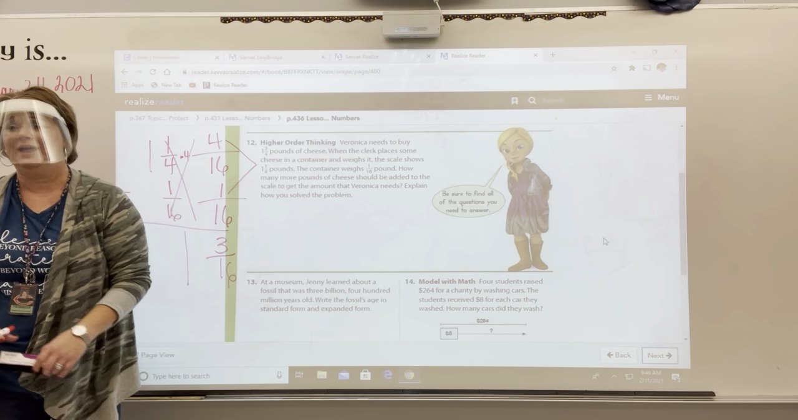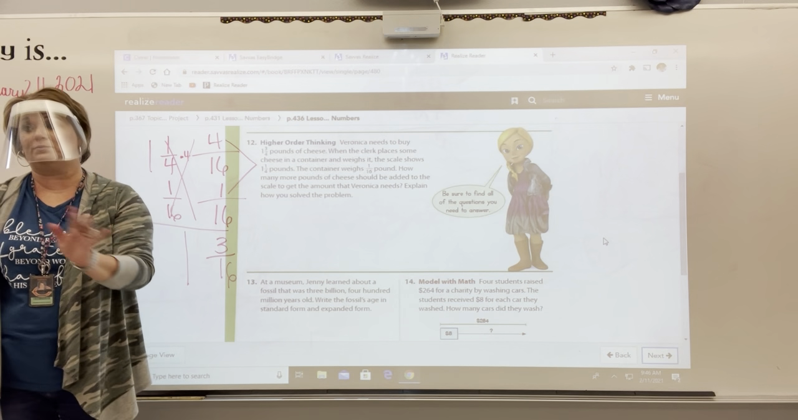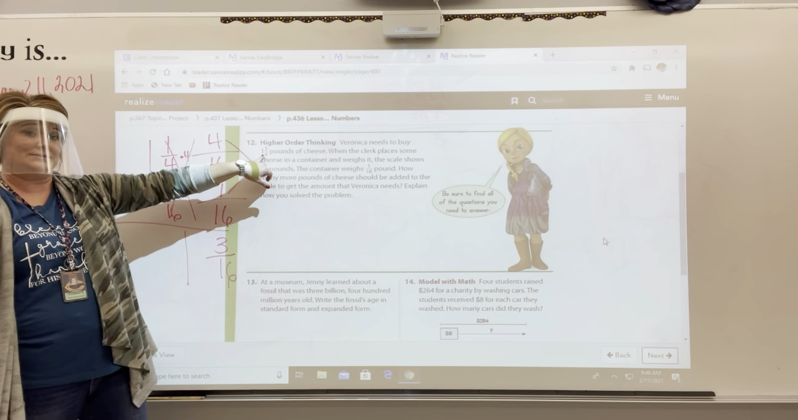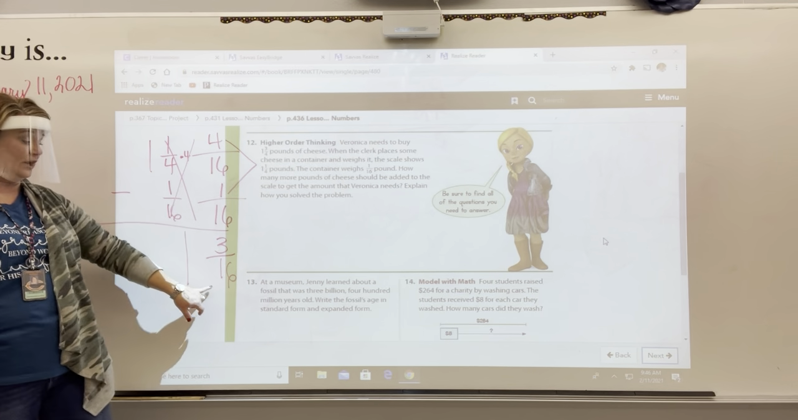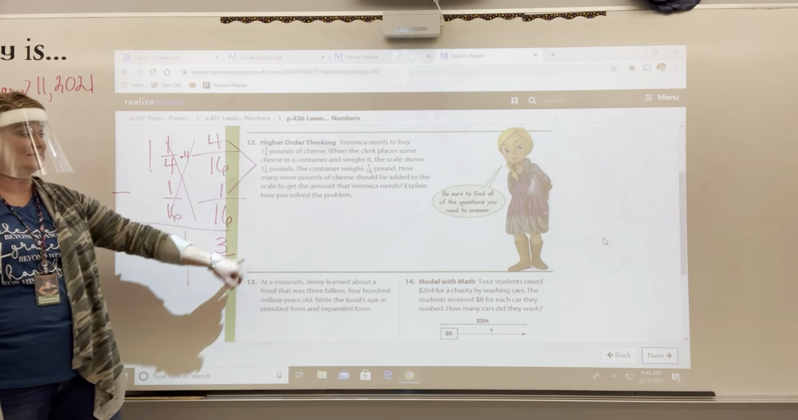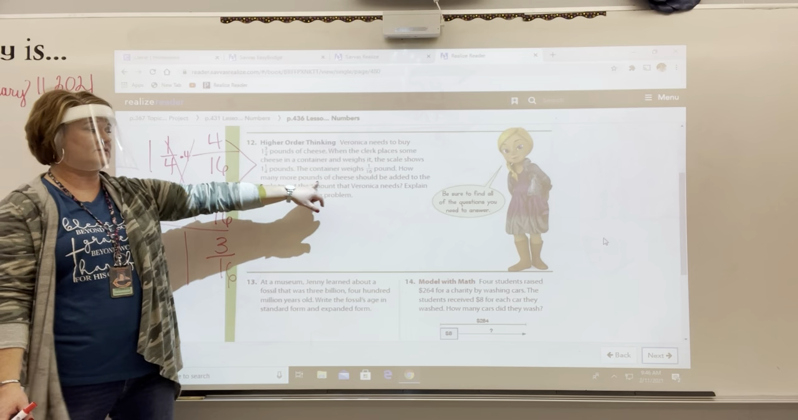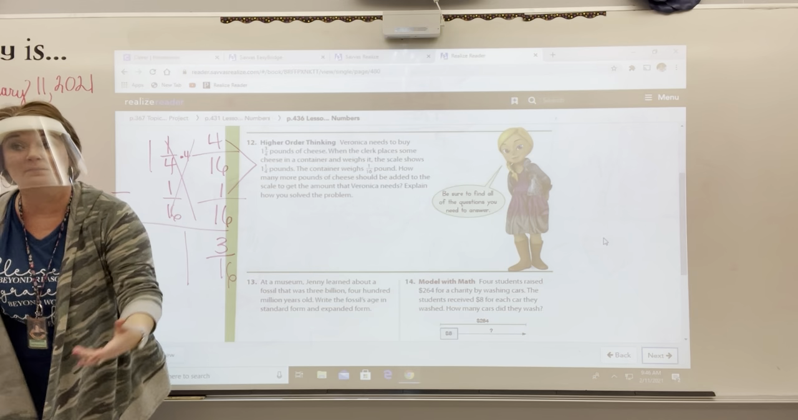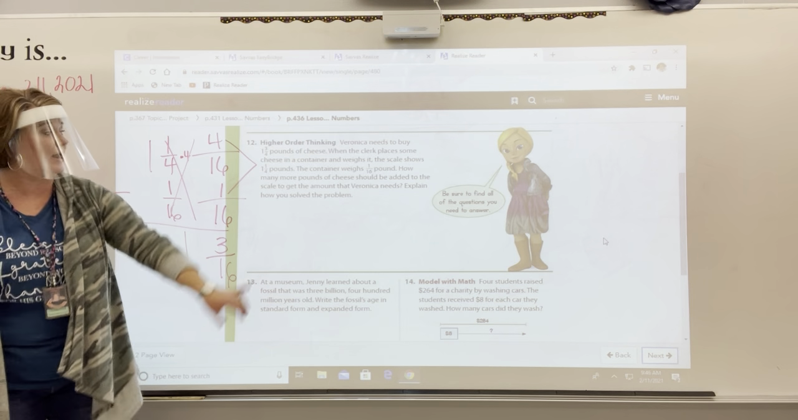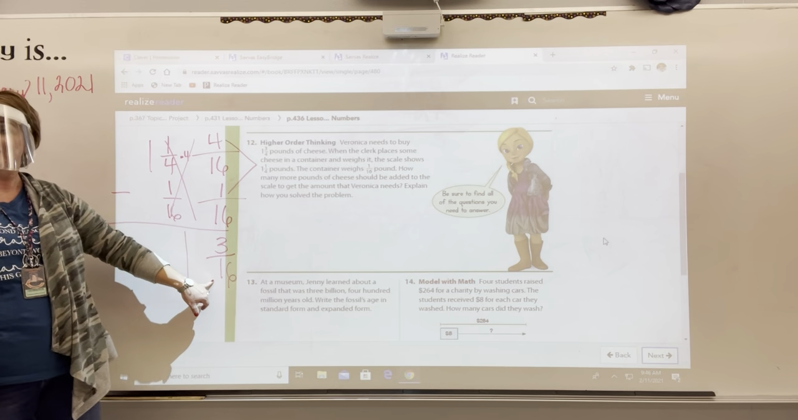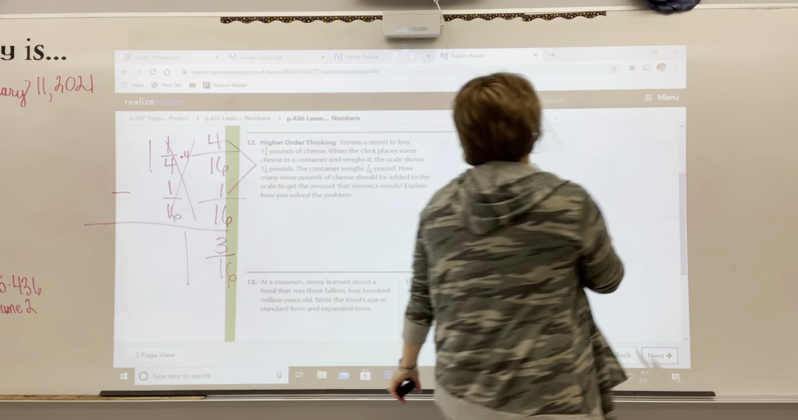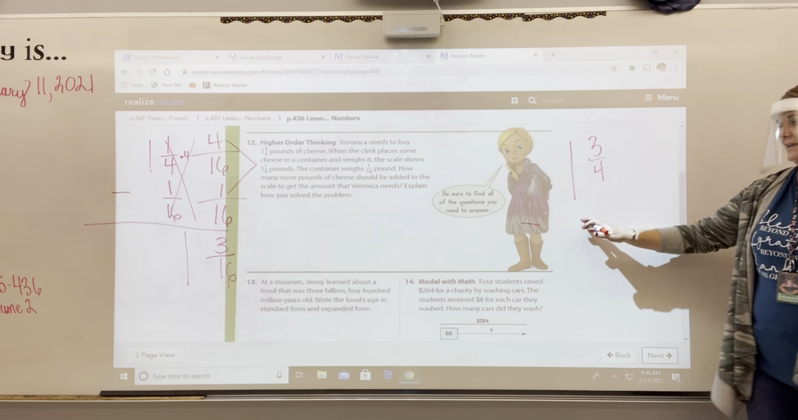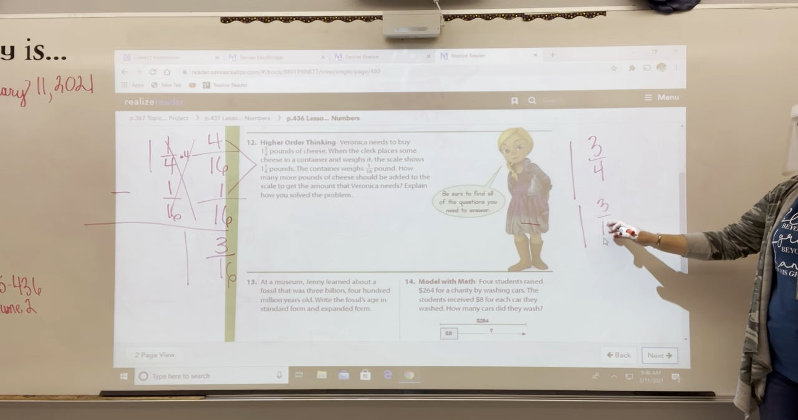Hey, we're not done. That just told me how much just the cheese weighs without the container. Are y'all tracking with me? We got rid of the container. What did I need? Say this number. 1 3/4. What do I have? 1 3/16. How many more pounds of cheese should be added to the scale to get the amount that Veronica needs? How many more? What does how many more mean to do? Subtract. So I'm going to have to say this minus this, okay? 1 3/4 is what I need minus 1 3/16 is what I have.